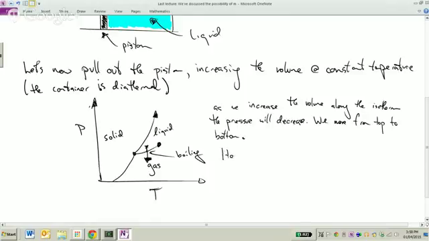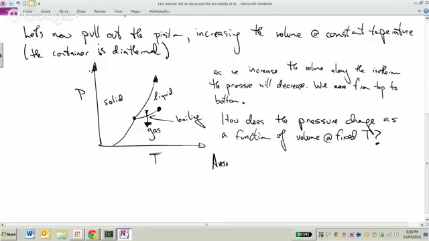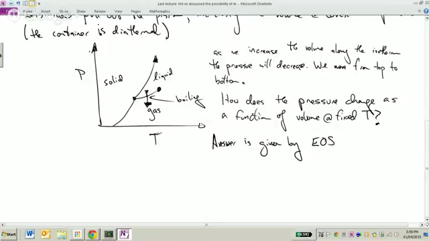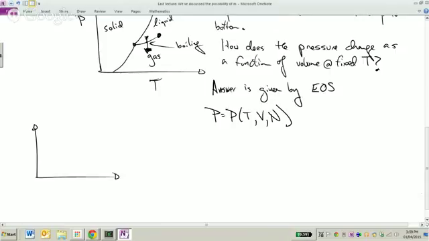So now I have a question. How does the pressure change as a function of volume at fixed T? So the answer is given by something we previously discussed, namely the equation of state of the material. Okay. So previously you have calculated equation of state for specific systems, but you can also just imagine doing a measurement of this guy as a function of T, V, and P.